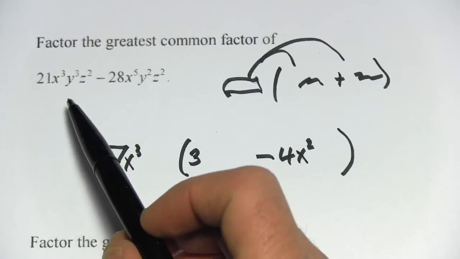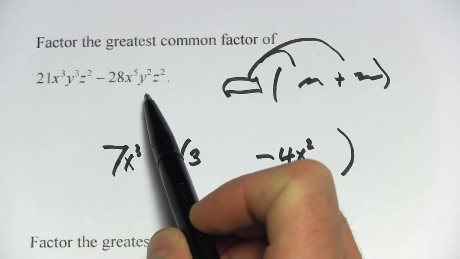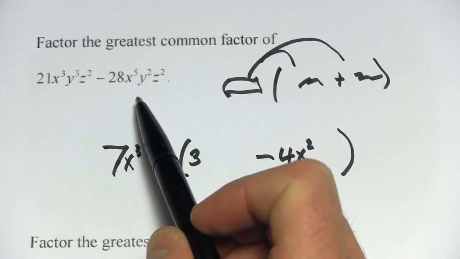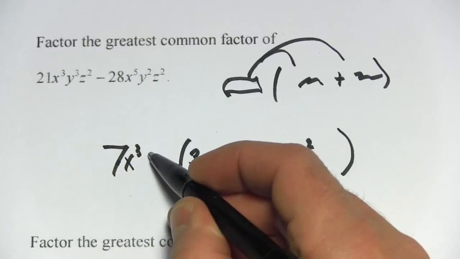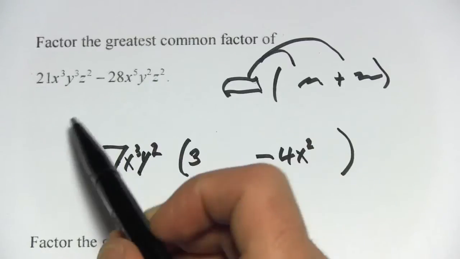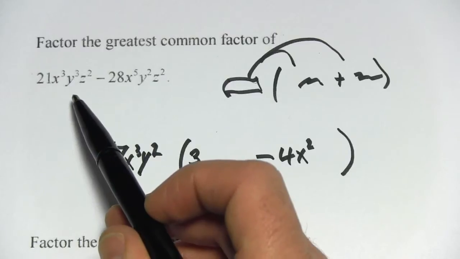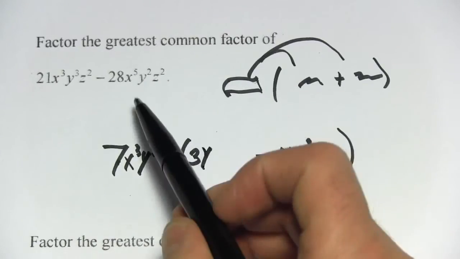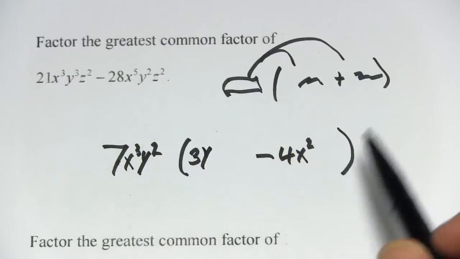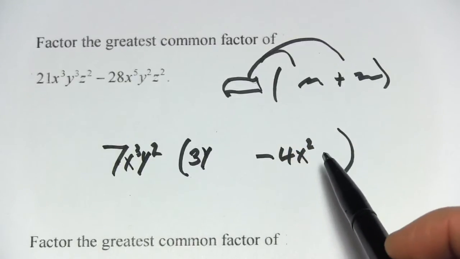All right, let's go on to the y's. Here we have y to the third, and here we have y to the second. The biggest thing they have in common is y to the second. So I'll divide both by y to the second. So I put that out here. So y to the third divided by y to the second just leaves y to the first power. And here, y to the second divided by y to the second is 1. And again, because we're multiplying, I don't need to even write it.